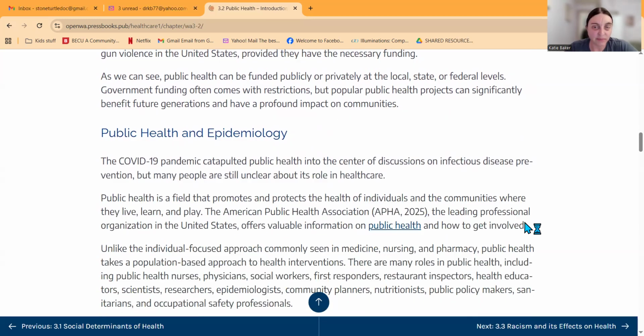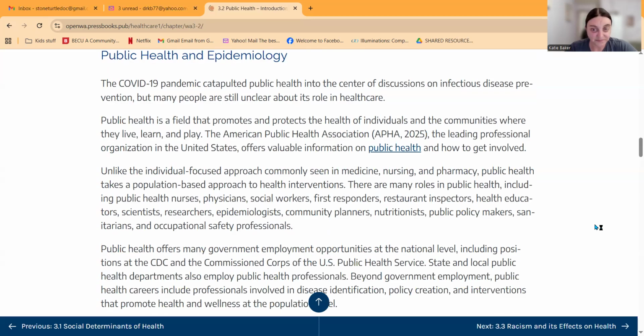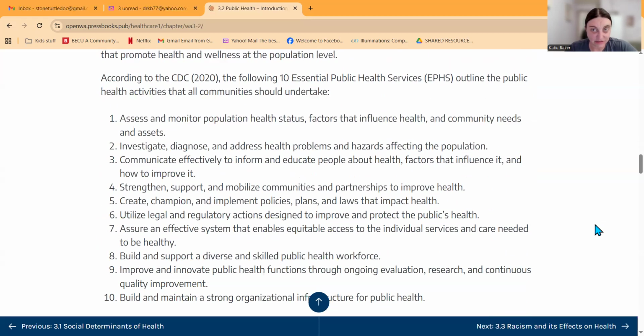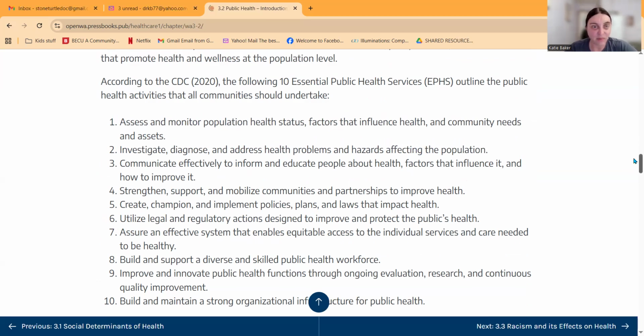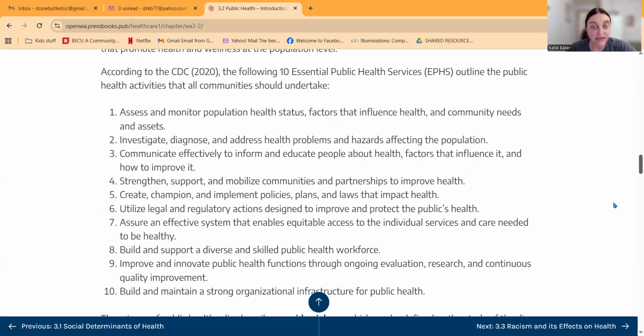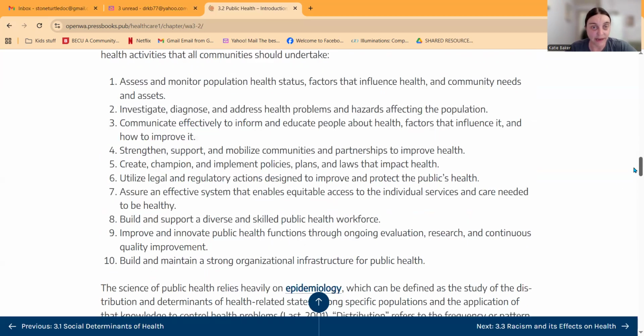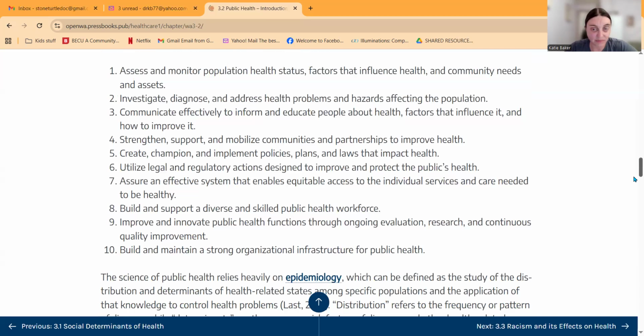Okay, we're going to talk briefly about epidemiology and what it means to actually be an epidemiologist. We're going to talk about 10 essential public health services that the CDC put together, which talks about basically 10 ways in which the community can maintain strong public health. So these would also be an opportunity for you to discuss professions that might address these 10 specific items.